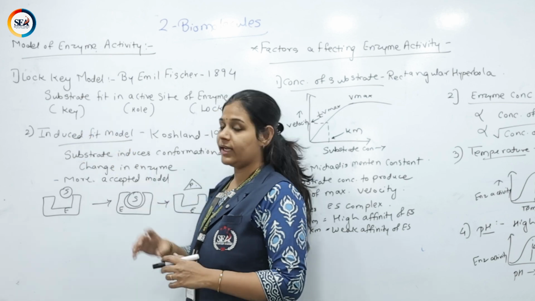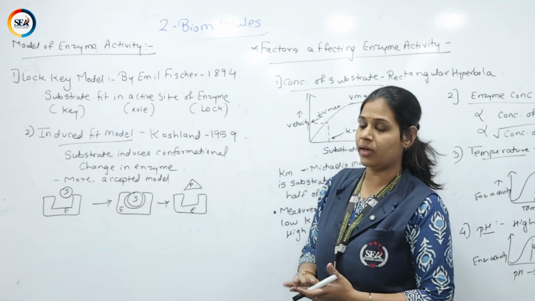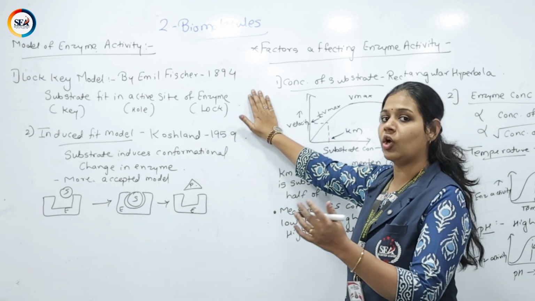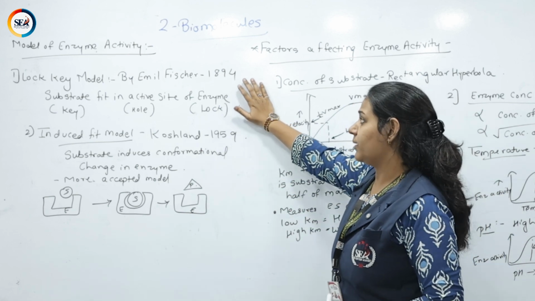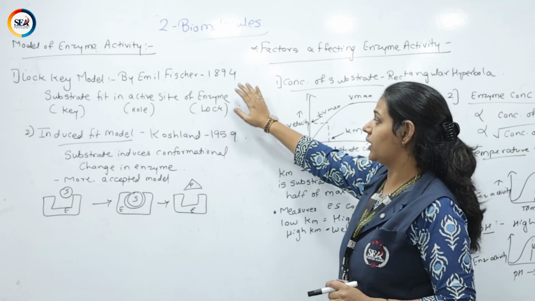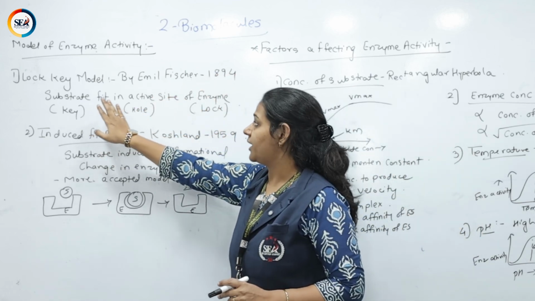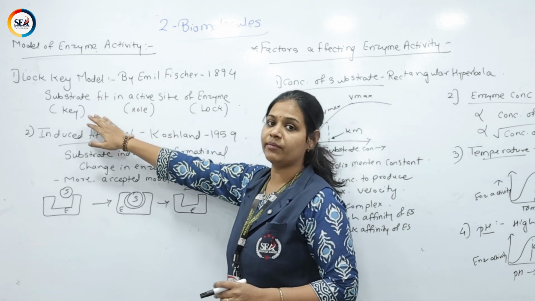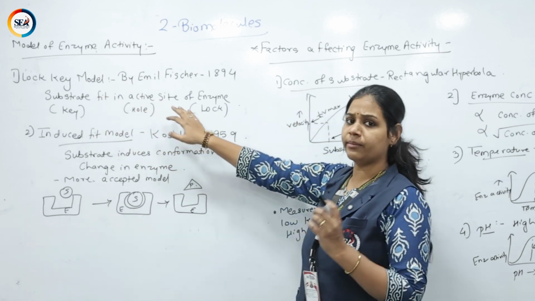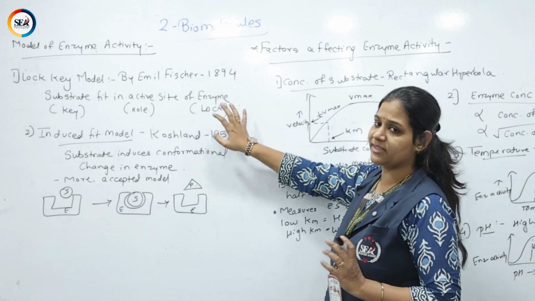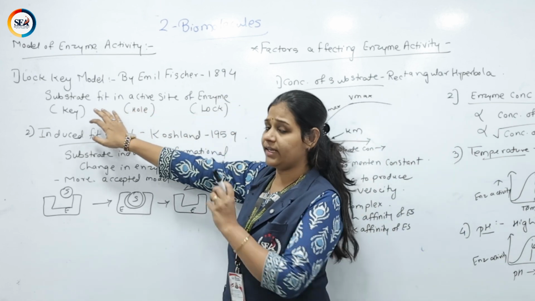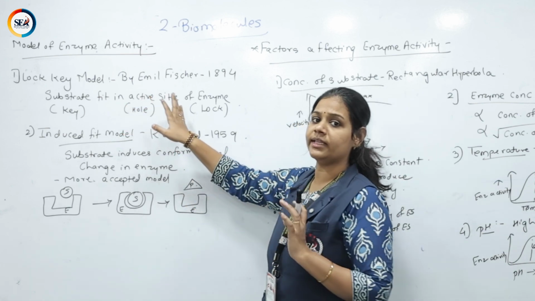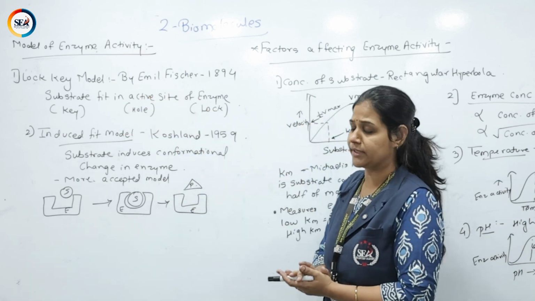Now, the models of enzyme activity. First model is the lock and key model and second is the induced fit model. The most accepted model is the induced fit model. First we will see what the lock and key model suggests. It was given by Emil Fischer in 1894. It tells us that the substrate fits in the active site of the enzyme. The substrate is compared with a key, the active site with the hole of the lock, and the enzyme is the lock. The key fits exactly in the hole of the lock, that is, the substrate fits exactly in the active site of the enzyme.